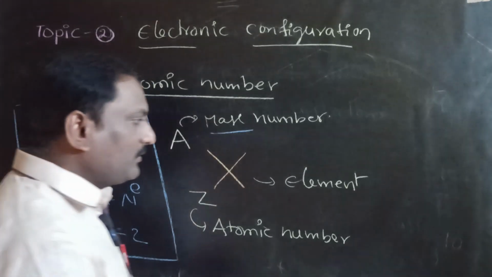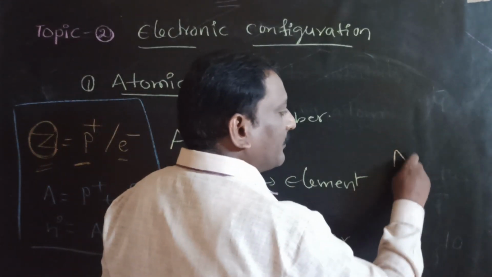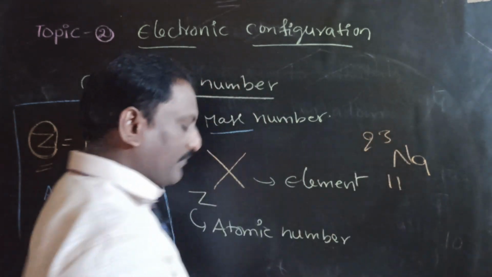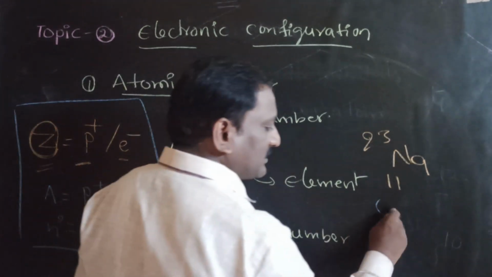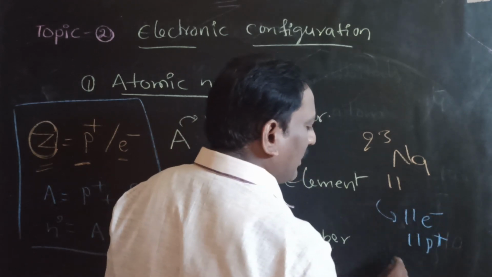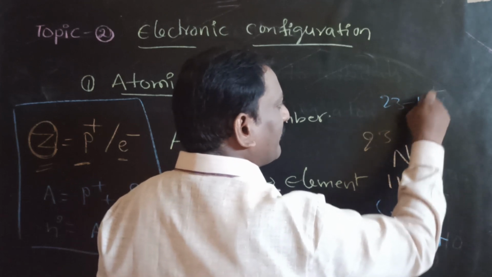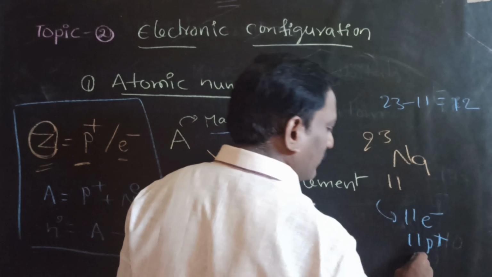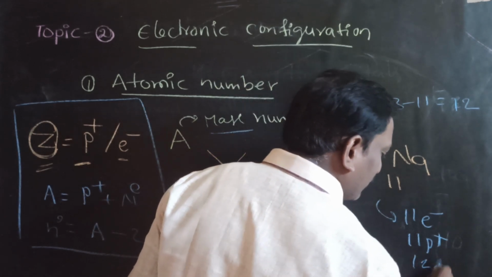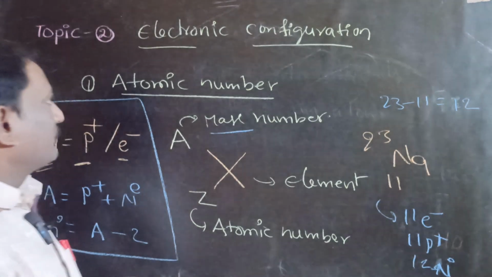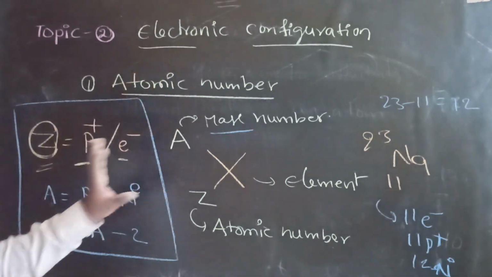Okay, right. For example, sodium: atomic number 11, mass number 23. That means each sodium atom consists of 11 electrons, 11 protons, and 23 minus 11, that is 12 neutrons. Okay, right. So this is what is meant by atomic number.